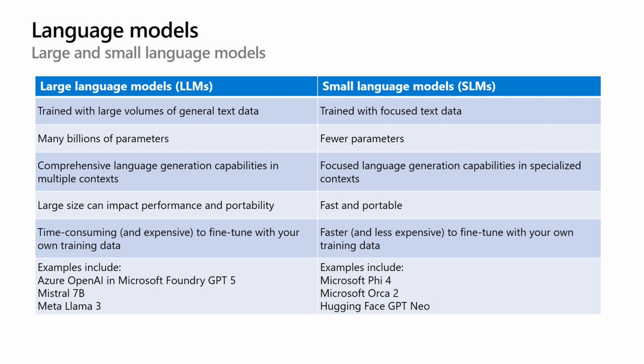Language models are categorized as large language models, or LLMs, and small language models, or SLMs. LLMs are trained with vast general datasets and have billions of parameters, offering comprehensive capabilities. SLMs use focused data, have fewer parameters, and are faster and easier to fine-tune for specialized contexts.